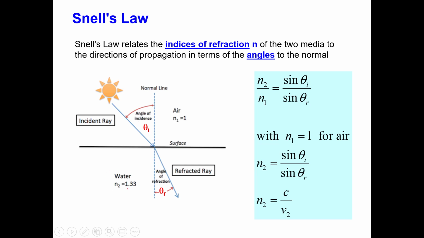Another thing is we can calculate the index of refraction of the second medium, in this case water. If we know this value, we can calculate the speed of the light in water just by solving this equation. Because we know C is 3 times 10 to the power 8. We know this value because we can calculate it using this relation. Then we can calculate the velocity of the light in that medium.